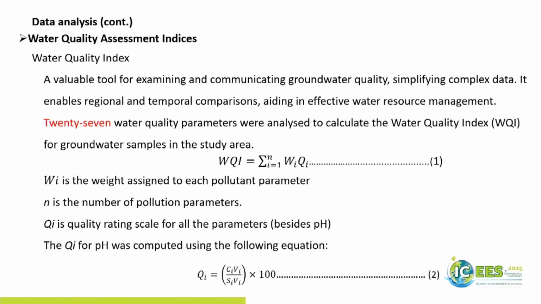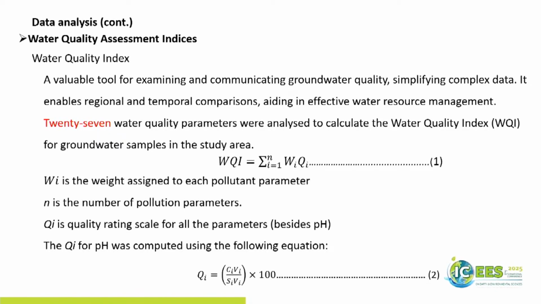The water quality index, which stands for WQI, is equal to the sum of the weighted value times the sum of the quality rated value, which gives you that formula. W is the weighted assigned value, then N is the number of pollutants, that is the parameters, in the area.